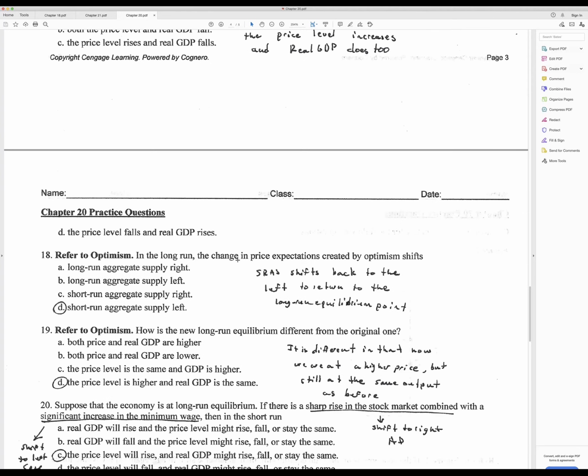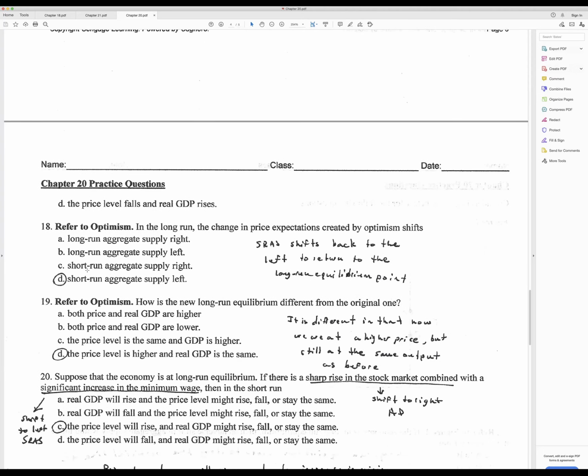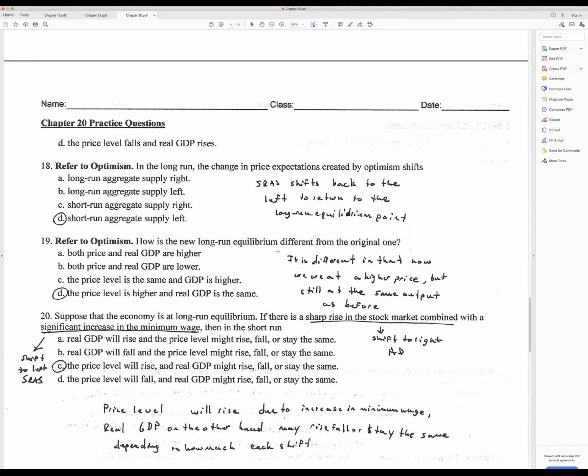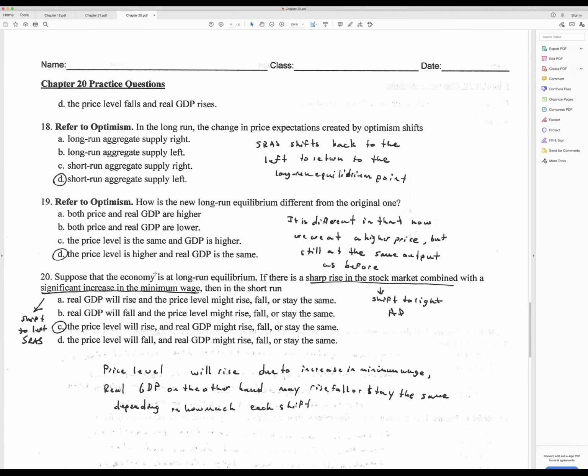Again, optimism in the long run, what's going to happen? The change in price expectations created by optimism leads to what? Short run aggregate supply curve shifting to the left. So when you have the aggregate demand curve shifting to the right, you're going to intersect with a certain point on the short run aggregate supply curve. But because costs increase, that means that firms aren't going to be able to produce as much. So they're going to have to cut back on supply. And the short run aggregate supply curve is going to shift to the left. And in the end, we're going to be left with a point where we're going to be at a higher price level and GDP to be the same.